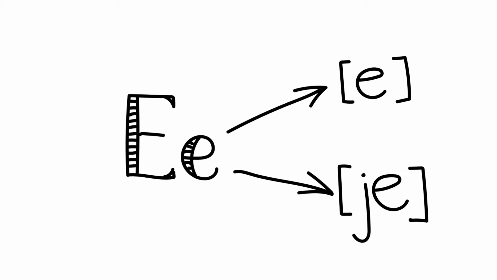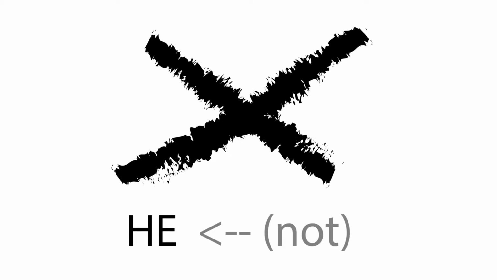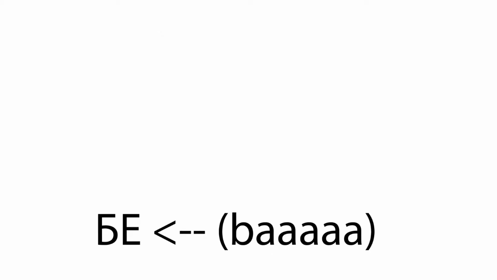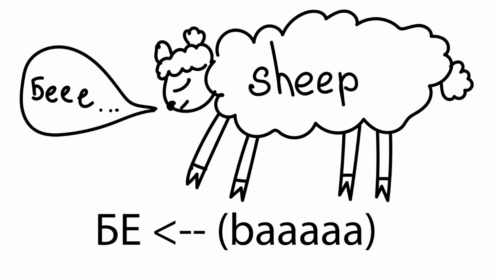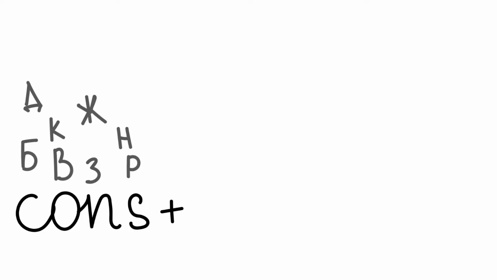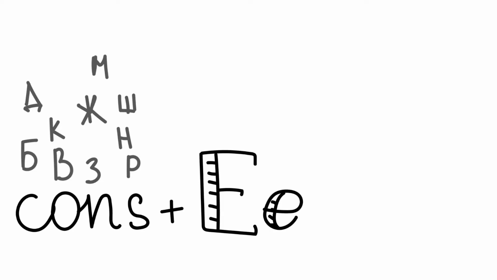Take a look at the examples that I have. Ы, не means not. And бы means actually ba. This is the sound that the sheep says. So the tip, or the formula, is that consonants such as b, v, z, r, d, k, n, m plus ы make it.